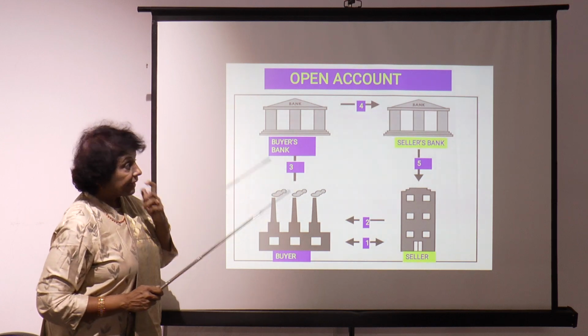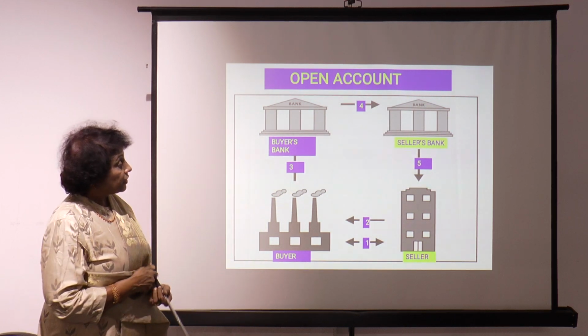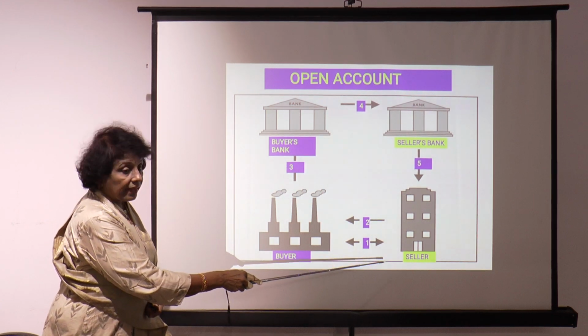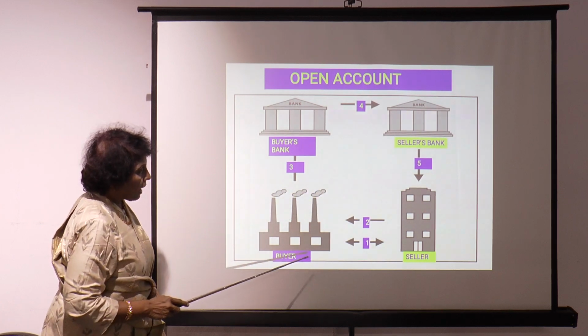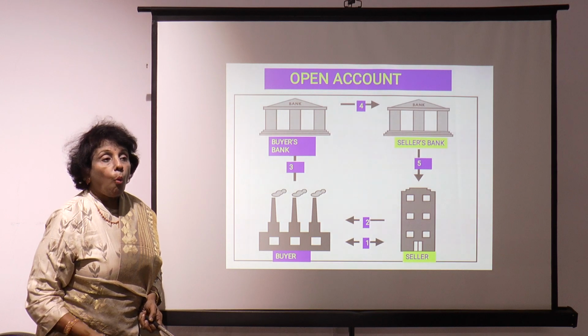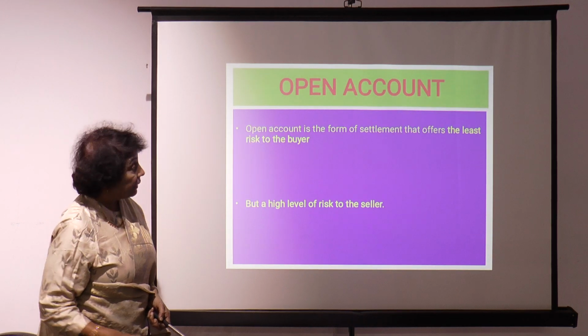The next settlement method we are talking about is the open account. Can you see, this is the buyer, this is the buyer's bank, and this is the seller's bank. Buyer and the buyer's bank, seller and the seller's bank. So let's see now what happens in an open account settlement method.